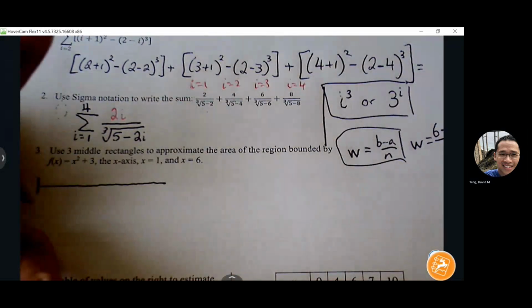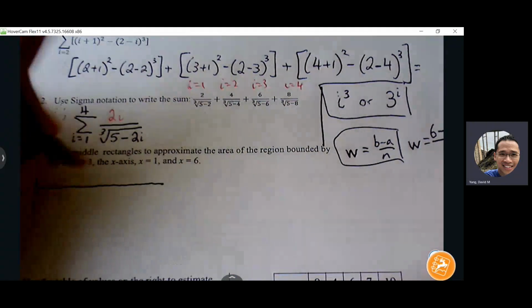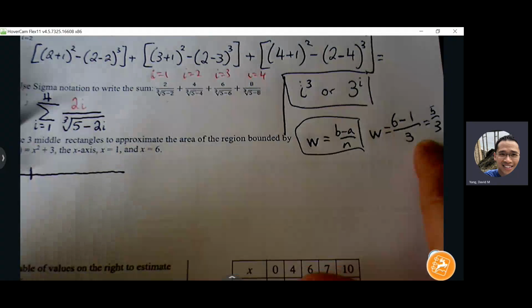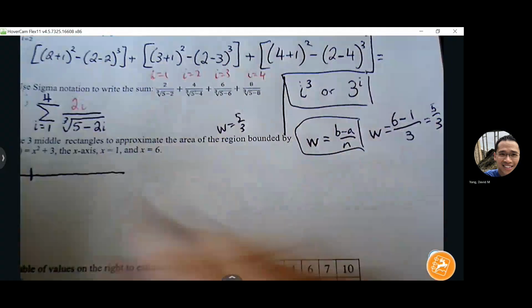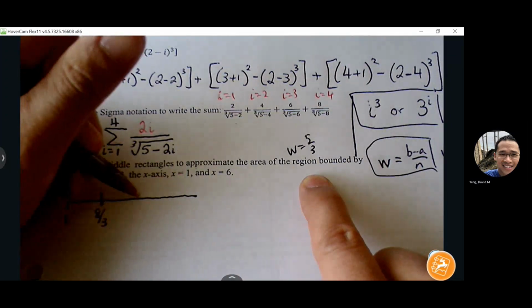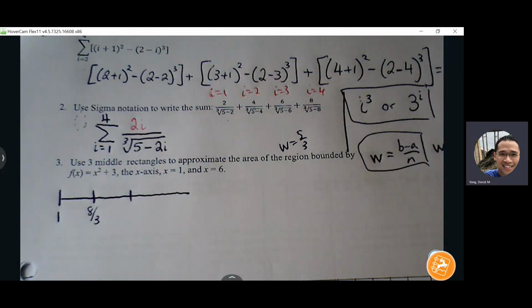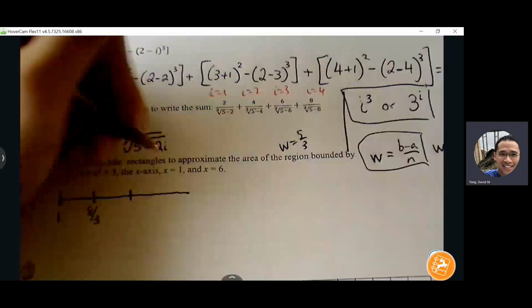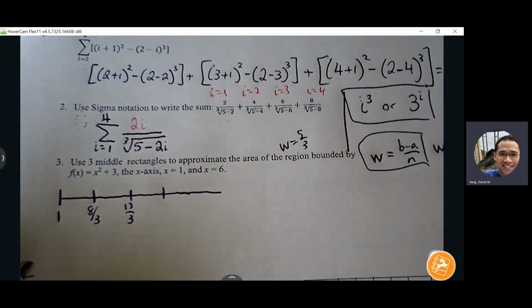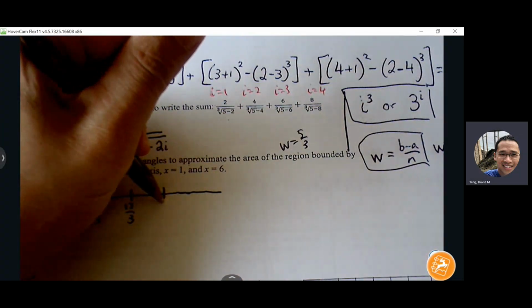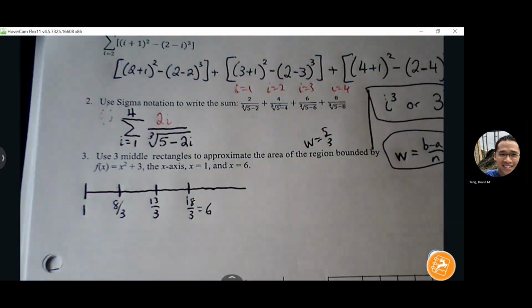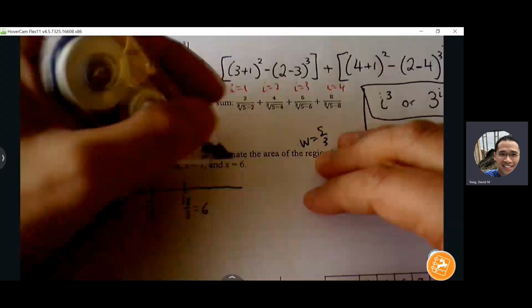What's your left endpoint? 1, okay. Plus 5/3, okay. You'll have your calculator, but let's do this by hand for now. 3 over 3 plus 5/3 is 8/3. Plus 5 over 3 is 13/3. Plus 5 over 3 is 18/3, which is 6. Okay. And can we stop there? Yes, we have our endpoints.